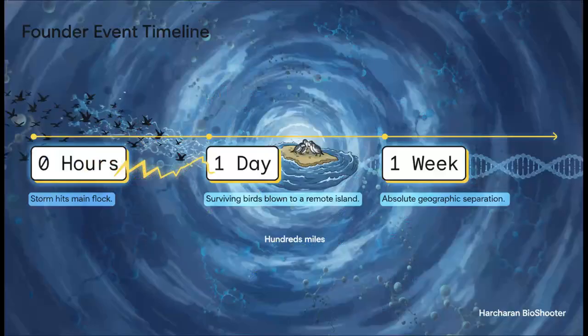Picture this timeline. 0 hours, a powerful storm hits the main flock. Within a single day, just a few surviving birds are blown hundreds of miles off course to a remote island. By week 1, absolute geographic separation from the ancestral population is permanently established. This naturally occurring example shows exactly how violently and quickly a founder event can lock a few survivors into a brand new genetic trajectory. And once they're isolated, their future is heavily dictated by random sampling error. It's basically a genetic lottery.